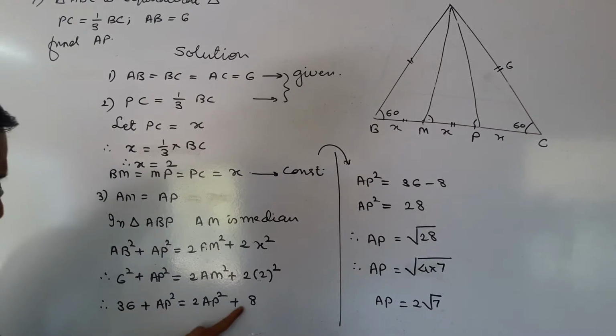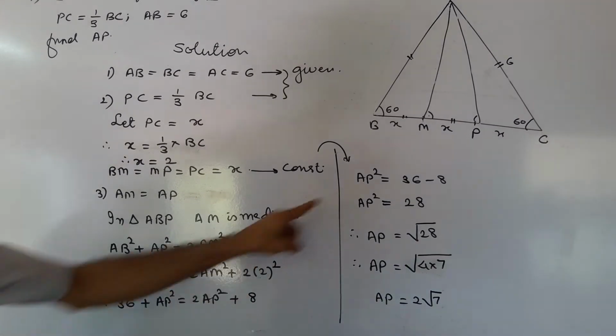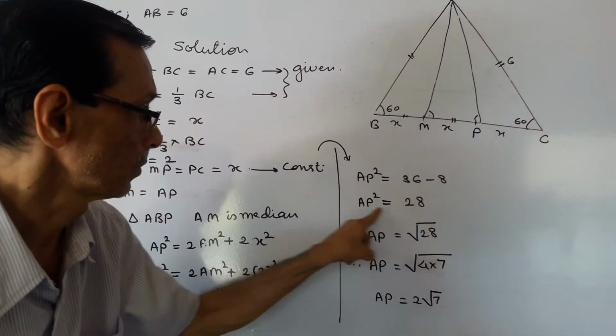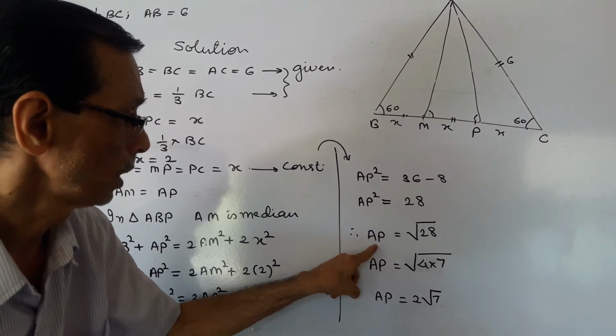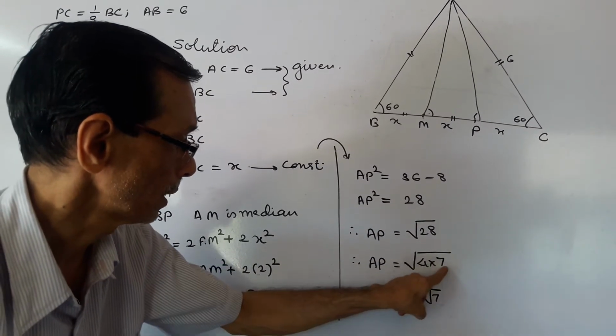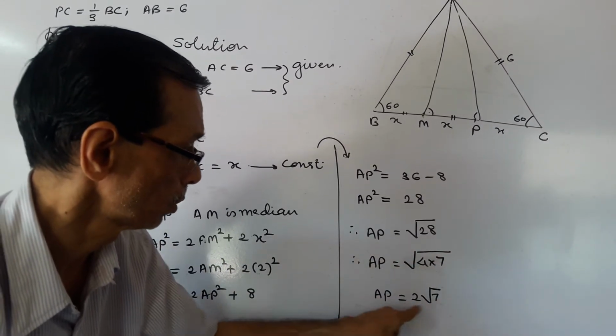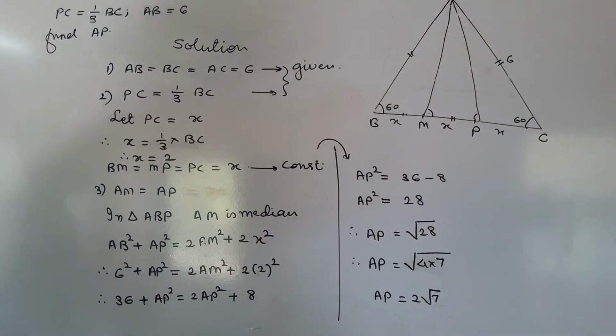Now take this AP square to that side. So 2AP square minus AP square is AP square, and 8 this side. Therefore 36 minus 8 is 28. Therefore AP square equal to 28. So AP is equal to root 28. But 4 sevens are 28, so AP is equal to root 4 into root 7. But root 4 is 2. So 2 root 7.